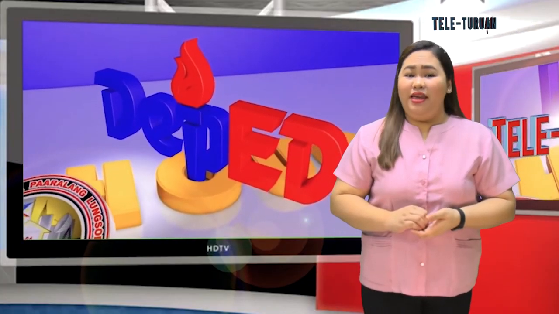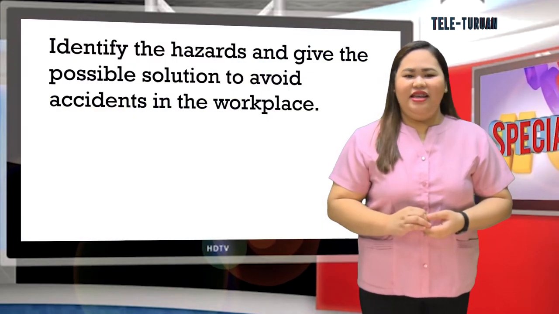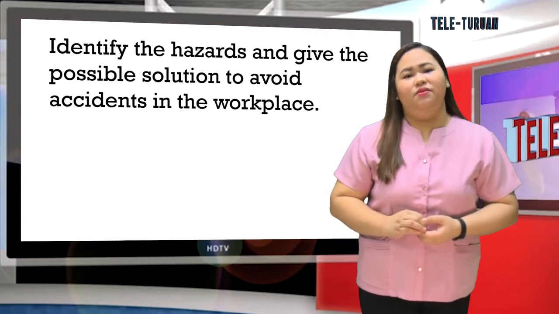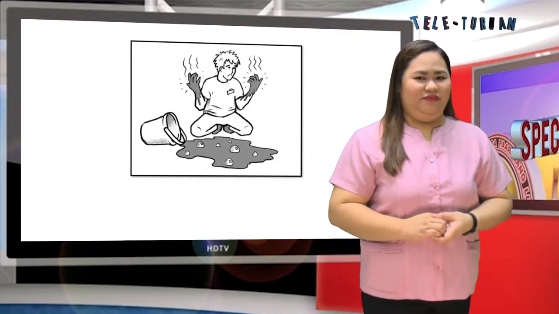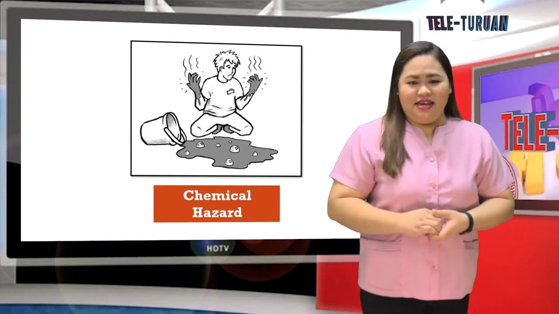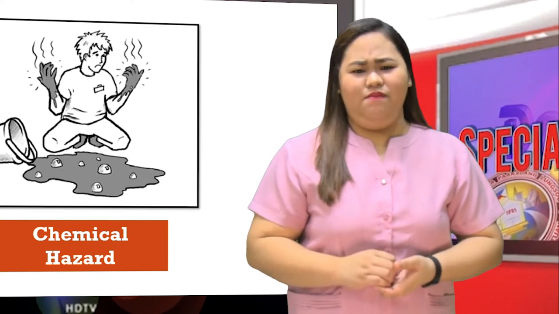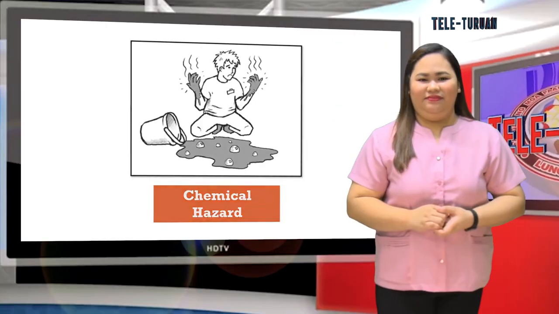Now, let me see if you still remember our lesson for this episode. Are you ready, kids? Let's apply what we have learned. I will be showing you different pictures. Identify the hazard and give the possible solution to avoid accidents in the workplace. Let me show the first picture. Yes, that is chemical hazard. You should use gloves or any protective equipment to protect from exposure to chemical hazards.